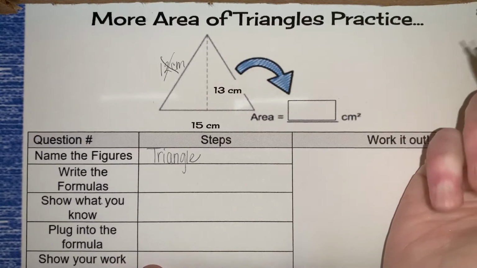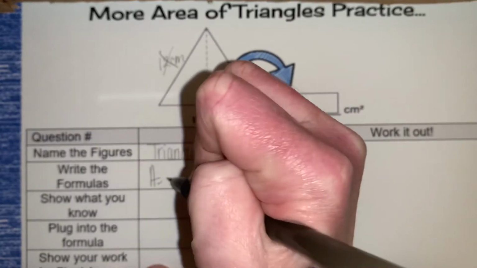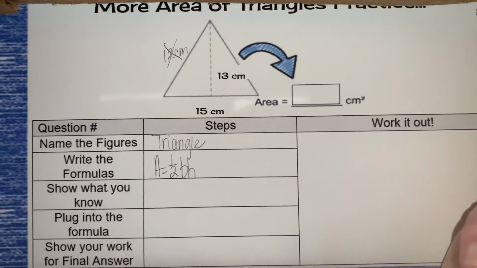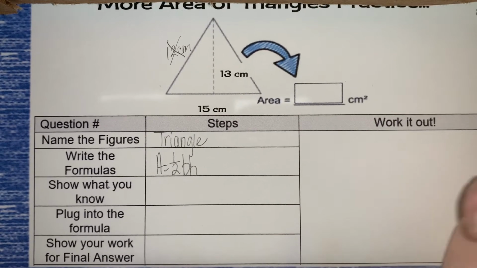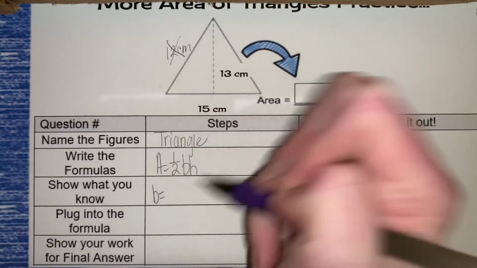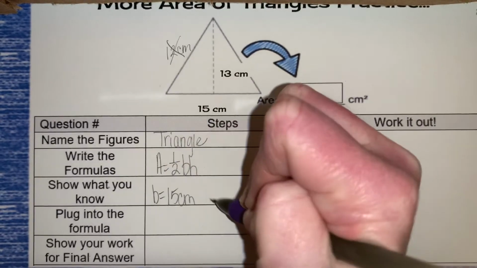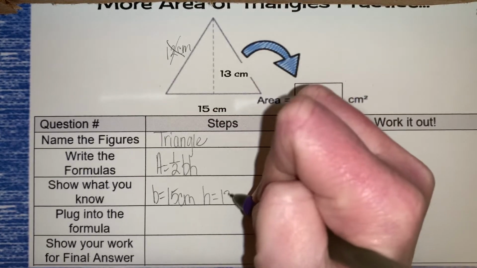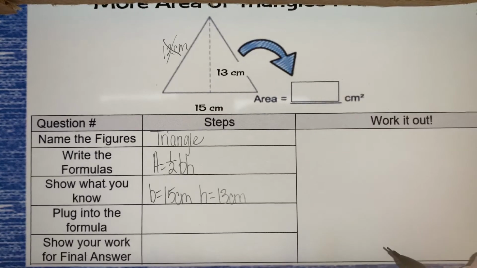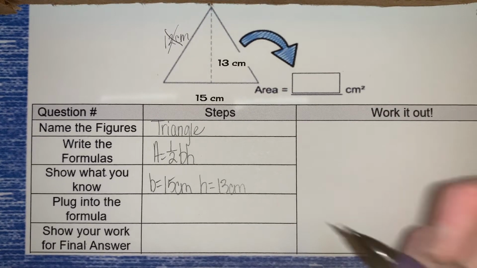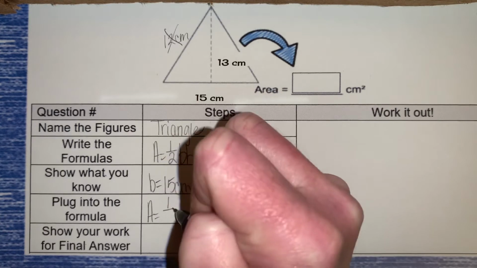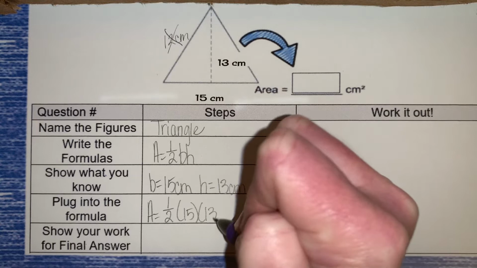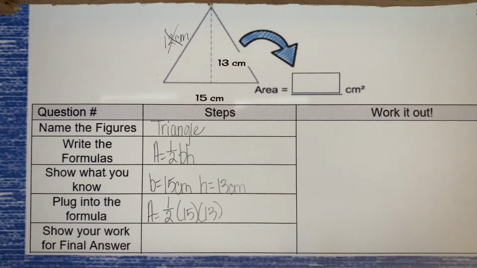So our figure is a triangle. The formula, half BH, half base times height. Let's show what we know. We know the base is equal to 15 centimeters. And the height is equal to 13 centimeters. We're going to plug those numbers into the formula. Half times 15 times 13.